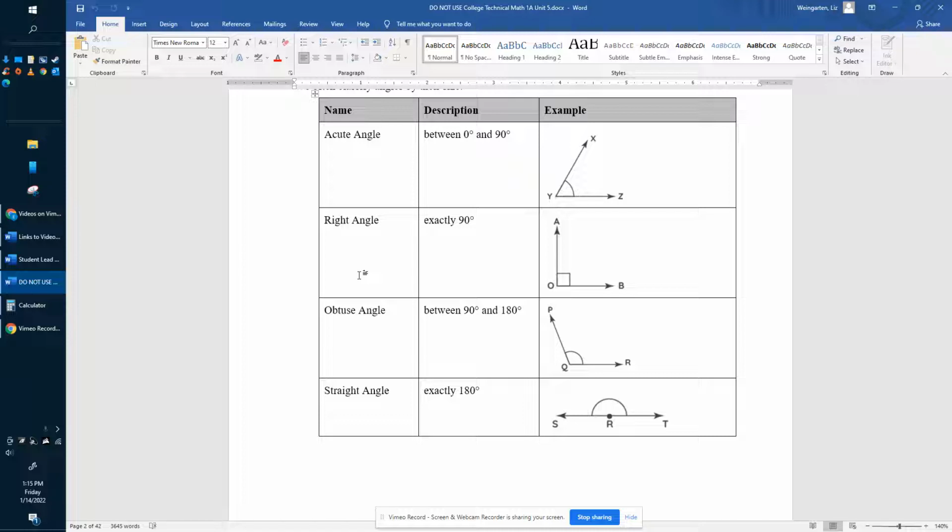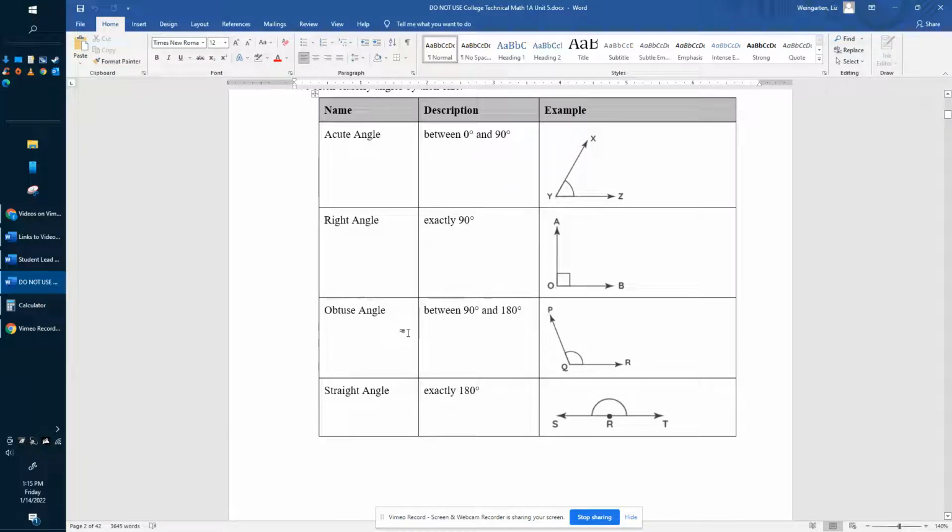Right angles are exactly 90 degrees, and they're denoted by this little box that shows up on the inside of the angle. Anytime you see the square, you can assume that it is a 90-degree angle. If you do not see the square, you can't necessarily assume that it is 90 degrees.